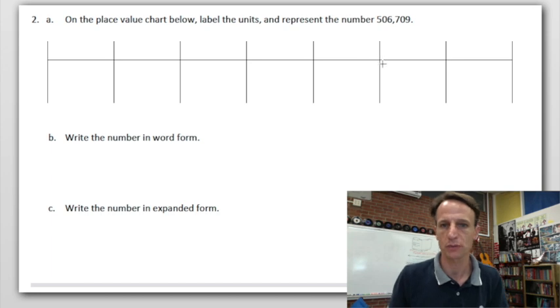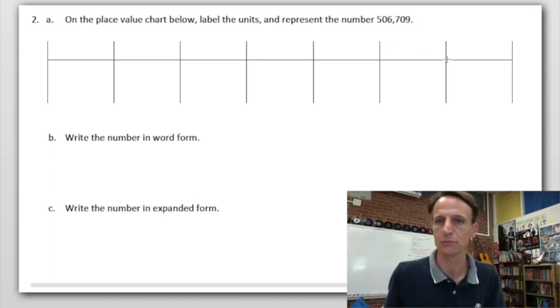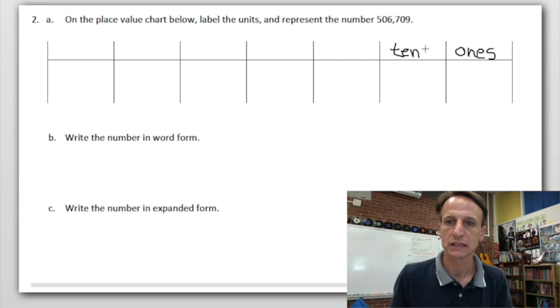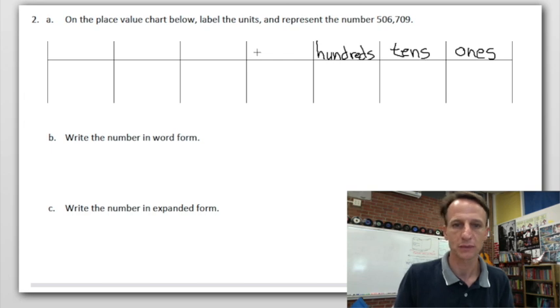On the place value chart below, label the units and represent the number. And there we have that number. So let's start by labeling the units. You know how it goes. And every time you write these like ones, you're getting practice, you're remembering, you're improving your spelling. Tens, for example, hundreds and thousands both are Old English words. And so the spelling is a little different from a lot of the Latin terms we use in mathematics.